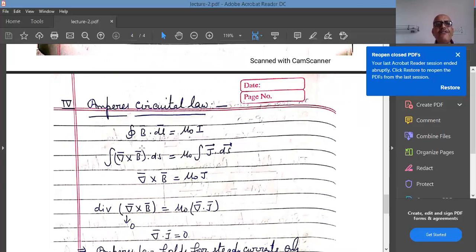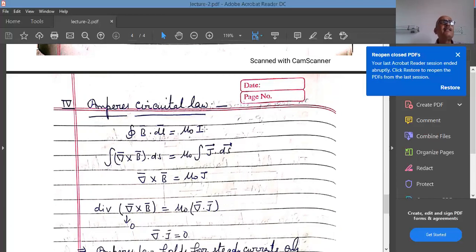Here on the left hand side, we make use of Stokes theorem to convert this line integral into a surface integral. So it becomes the integral of curl of B dot ds. So the integral of curl of B dot ds is now equal to mu0 times the integral of J dot ds.